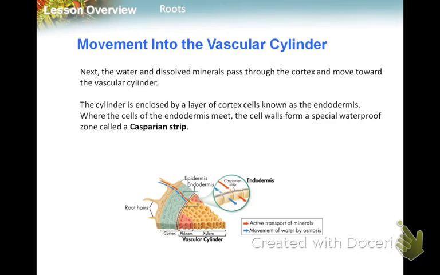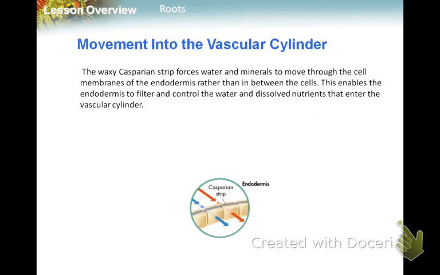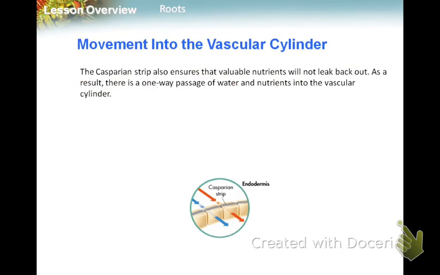The water and minerals pass through the cortex and move toward the vascular cylinder. There's a waterproof zone called the Casparian strip that makes everything go in one direction. It forces water and minerals to move through the cell membranes of the endodermis rather than in between the cells. The endodermis then can control the water and dissolved nutrients that enter the vascular cylinder. And like I said, there won't be any backflow leaking back out.